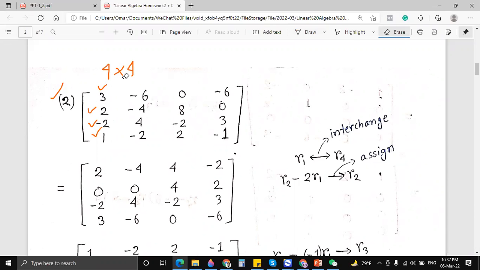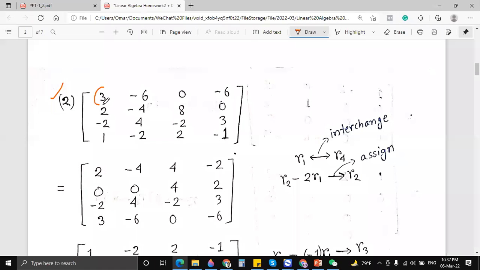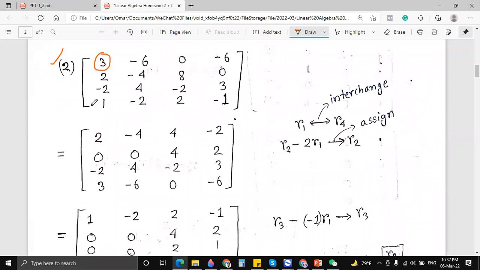Now let's see how can we make it to RREF form. I hope you already remember the conditions. Now this is our first pivot point, because pivot points are the first non-zero entry of each row. So this 3 is our first pivot point. So we need to make all the entries below this pivot point as 0.